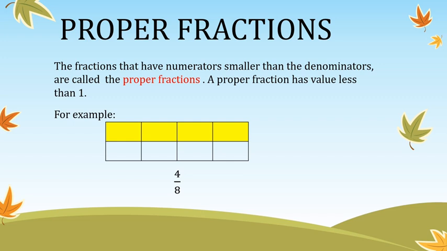So here the numerator is smaller than the denominator. 4 is smaller than 8. 4 is the numerator and 8 is your denominator. So we can say it is proper. It is in a proper format. Yes, the upper number is small and the lower number is big. So it is in a proper way.